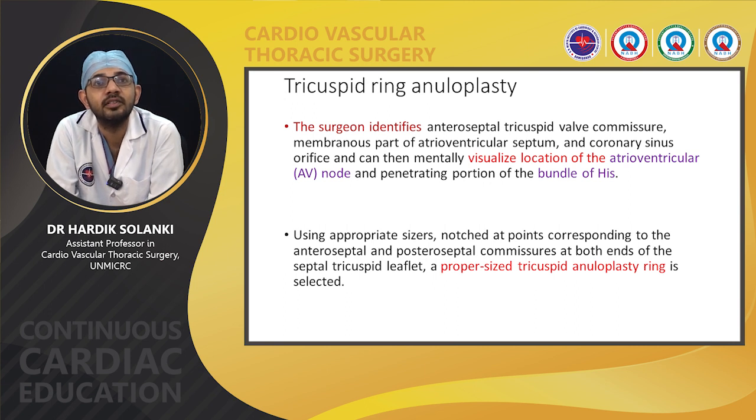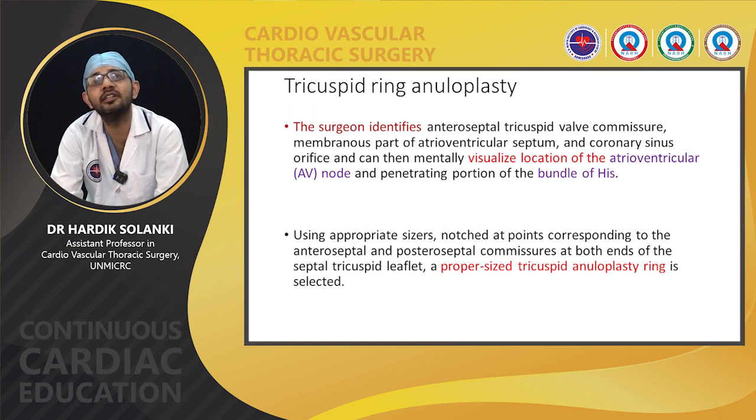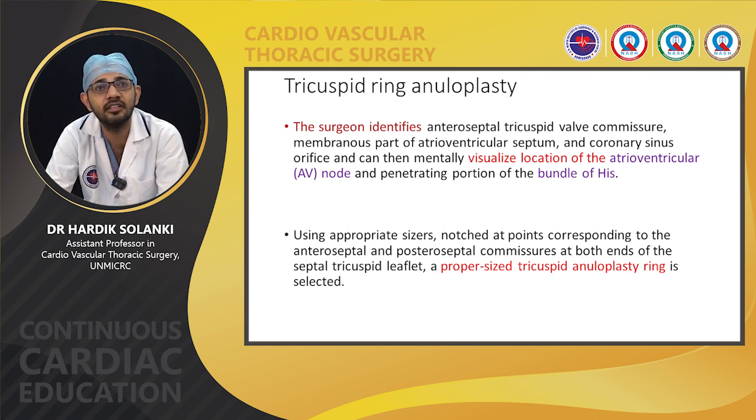And now the method of the surgery, tricuspid ring annuloplasty. The anteroseptal tricuspid valve commissure, membranous part of the interventricular septum and the coronary sinus orifice are identified, and mentally visualize the location of the AV node and the bundle of His. Using appropriate sizers, notches at points corresponding to the anteroseptal and posteroseptal commissure at both the ends of the annulus and leaflet, a proper size tricuspid annuloplasty ring is selected.